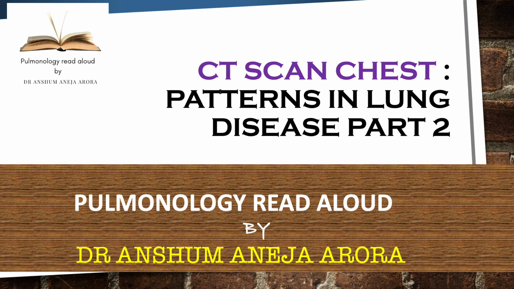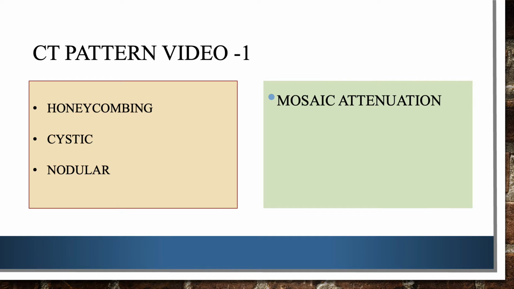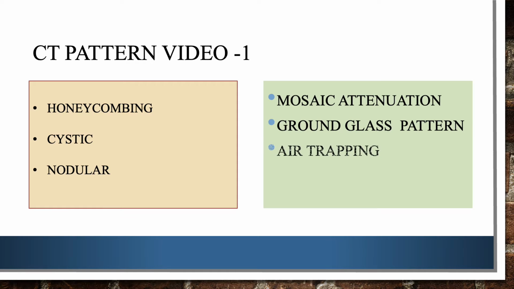So let's get started. In the part 1 video, we had discussed three main patterns: the honeycombing pattern, cystic pattern, and nodular pattern, and also touched upon the tree in bud pattern. In today's video, we're going to talk about mosaic attenuation, ground glass pattern, and air trapping, along with septal thickening. Now, all four of these are often confused, and as a clinician, I'm going to give you a clinician's perspective on reading these patterns on a chest CT.